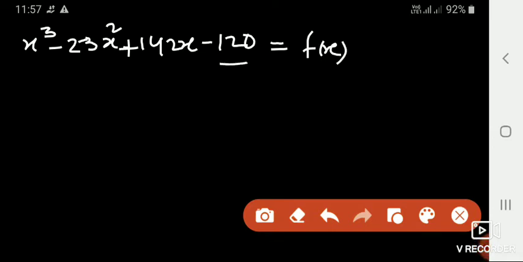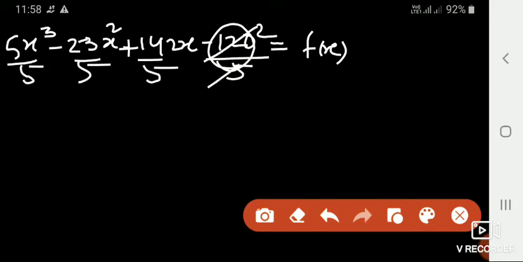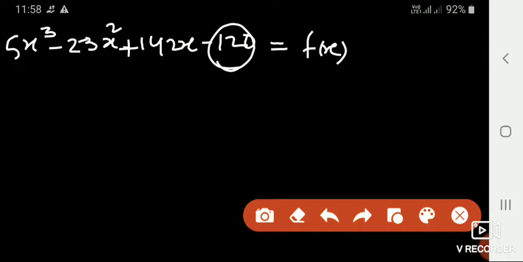Students, see the last term is a constant and this x cube is free from any coefficient, meaning the coefficient of x cube is 1. Whenever the coefficient of x cube is 1, then we will directly see all the factors of 120. And suppose x cube has a coefficient like 5 or 6, any number, then we will divide the whole polynomial by 5. Clear? Then we will obtain the constant term and find the factors of that constant term. But here x cube has coefficient 1, so we will see the factors of 120.